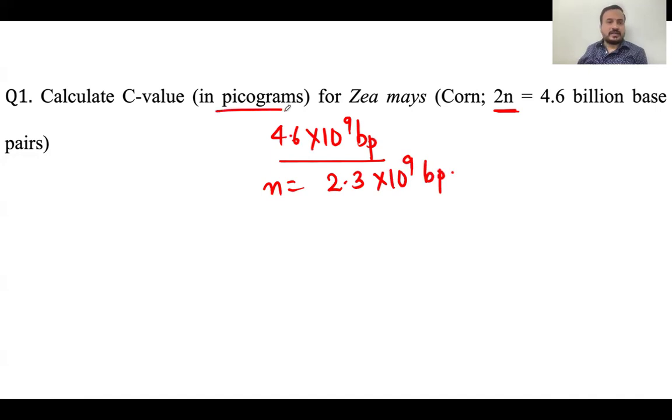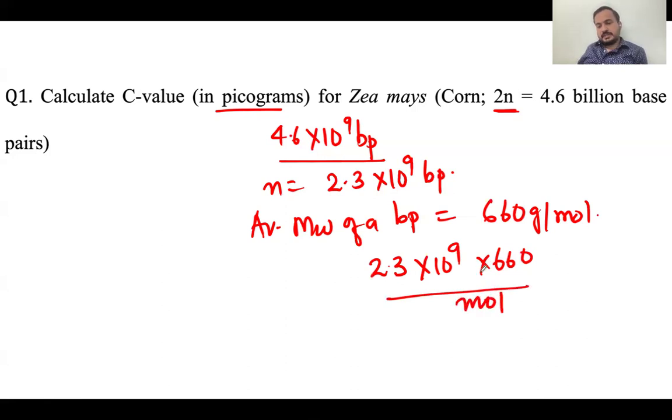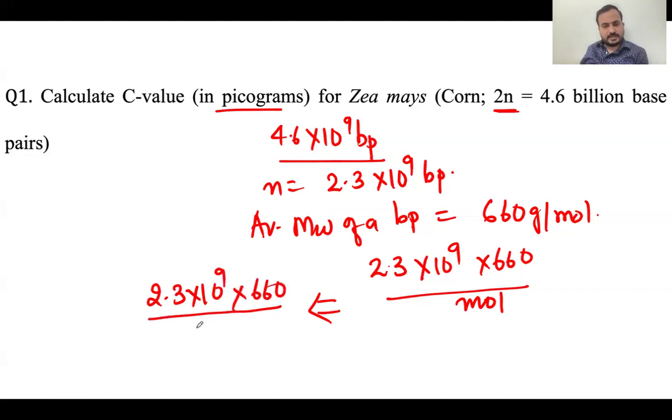But we need to calculate the C value in picograms, so we need to make some conversions. We all know the average molecular weight of a base pair in case of DNA is 660 gram per mole, and we have a total of 2.3 into 10 raised to power 9 base pairs. So this is going to be 2.3 into 10 raised to power 9 base pairs into 660 gram per mole. And remember, 1 mole is, we all know, Avogadro's constant, so that is going to be 6.023 into 10 raised to power 23. So these are the numbers.